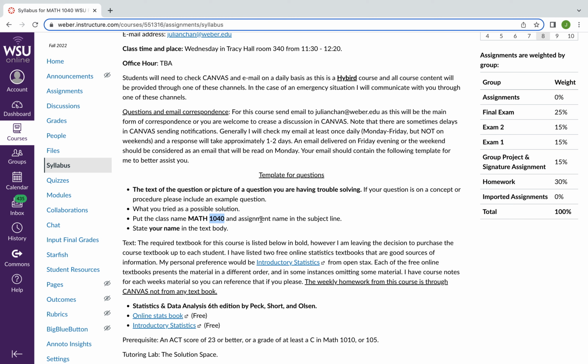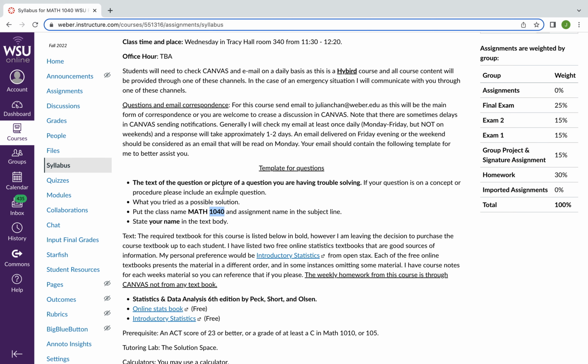Okay. Also, I have 2 sections of Math 1040, so it would be helpful if you'd identify if you're in the online section or in the hybrid section. Okay. Often it's very useful and important, and in fact required, that you include a picture of the question you're having trouble solving, so that I know directly what problem you're referring to, because this can lead to a lot of confusion, and if you just take a screenshot of it, it helps immensely.